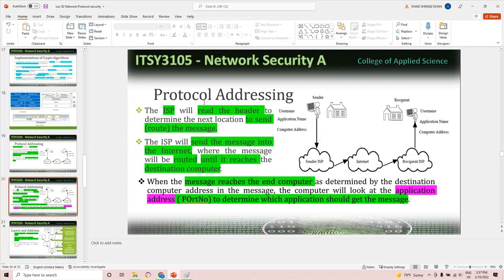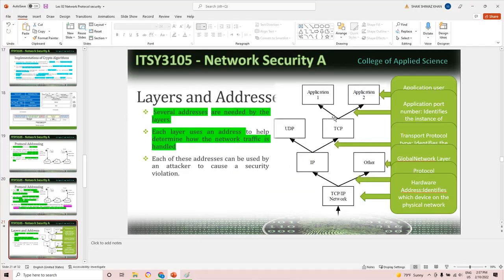So besides the network address, you should also know what a port is: the application address. Another name is port address or port number. We have many layers: application layer, transport layer, network layer, and the data link layer. So for communication, many layers are needed.